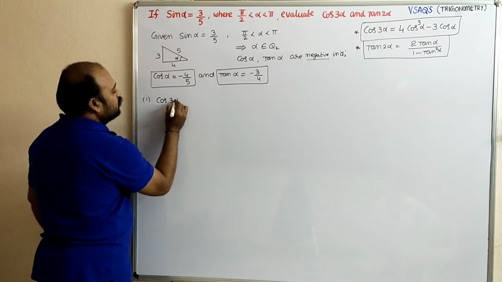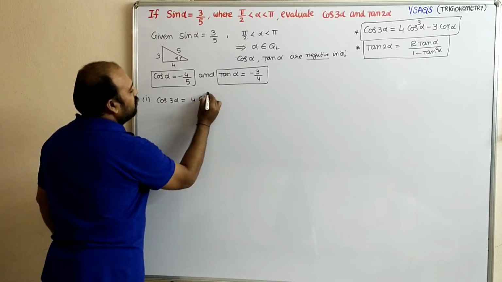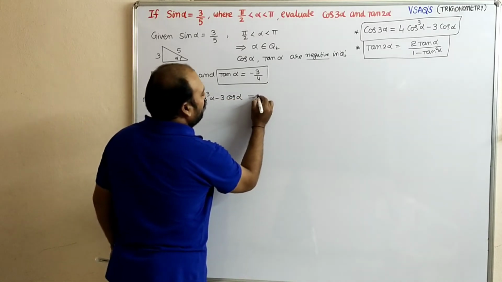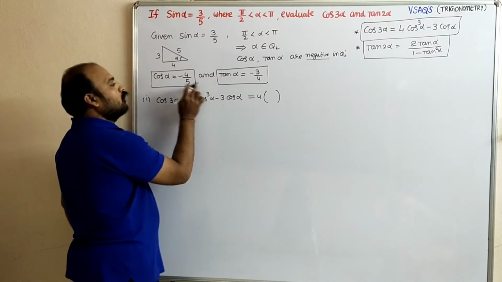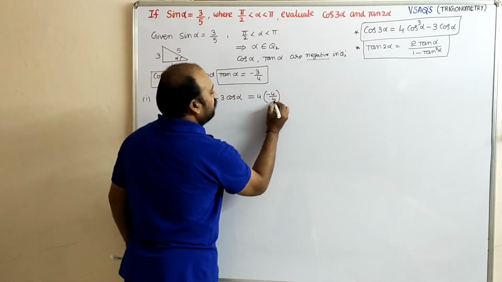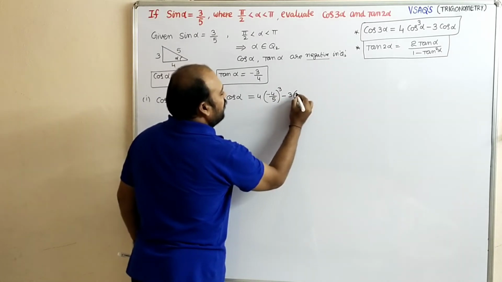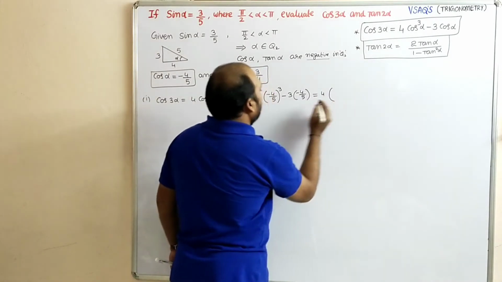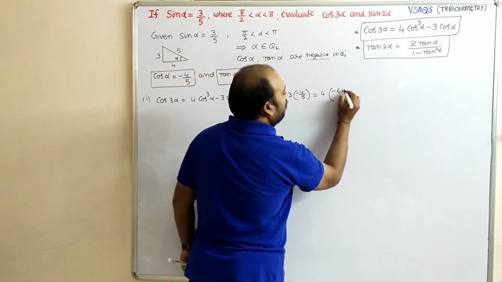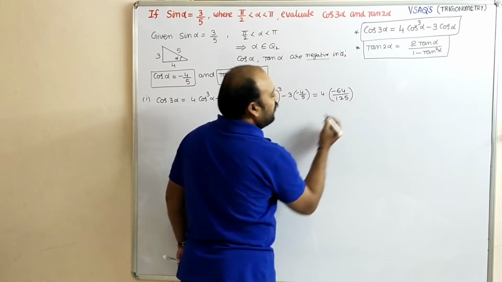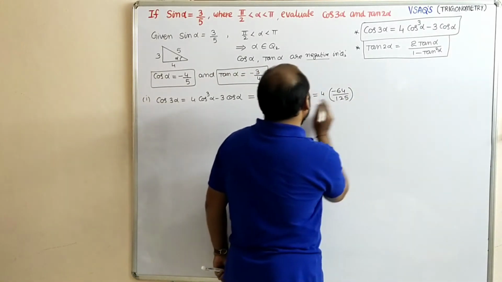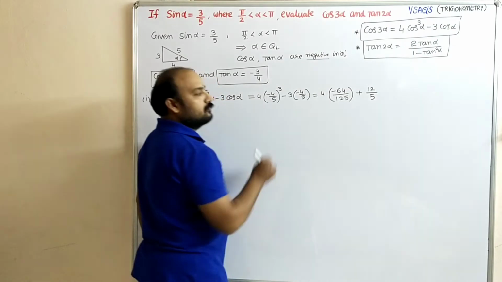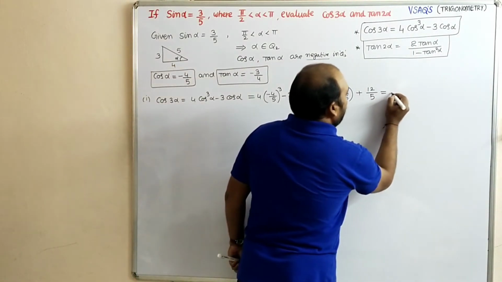Cos 3 alpha equals 4 cos cube alpha minus 3 cos alpha, which is equal to 4 into cos alpha whole cube, minus 4 by 5 whole cube, minus 3 into minus 4 by 5, which is equal to 4 into minus 4 whole cube, minus 64, divided by 5 cube, 125, 5 into 5 into 5. Minus into minus is plus 12 divided by 5. So the LCM here is 125.